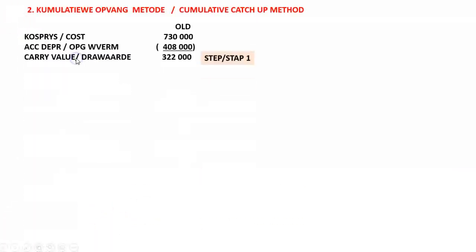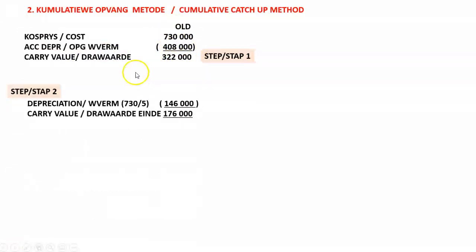Step 1. Determine the carry value of the asset at the beginning of the current financial year. Step 2. Carry on with that calculation and calculate what my depreciation charge would have been if I continued with my old way of depreciating the asset.